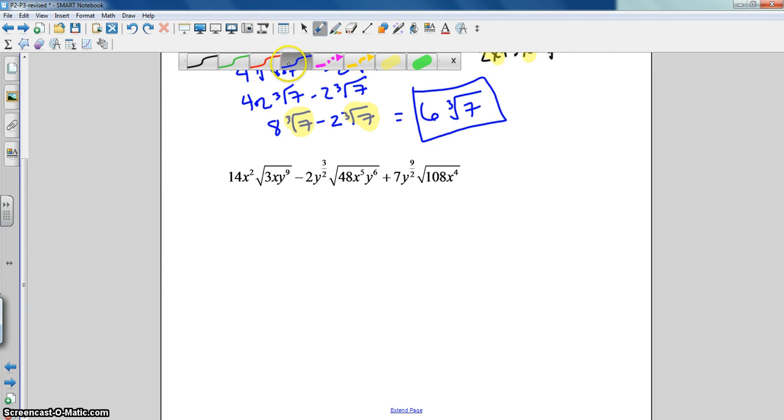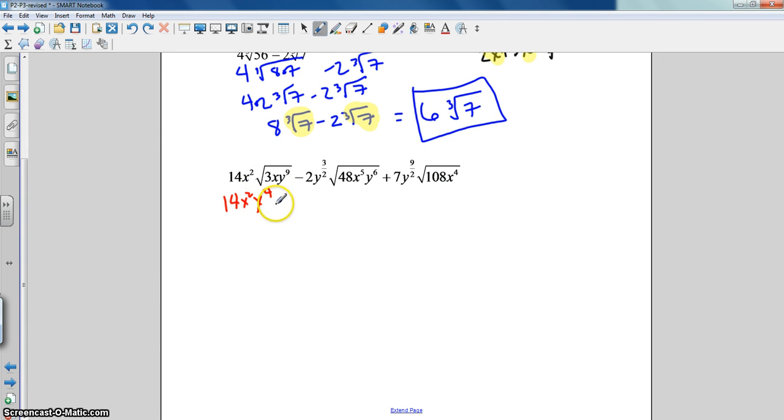First, let's just simplify everything inside of a radical that we can. So I have 14x squared. Now I have 3x y to the 9th. What this is saying is, for every 2 of an object, I can pull out 1. So here I have 8 plus 1. So here I have 4 complete sets of 2 y's being multiplied together. So that comes out as y to the 4th.